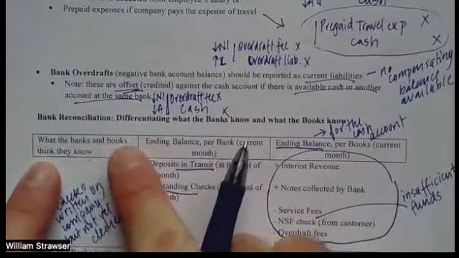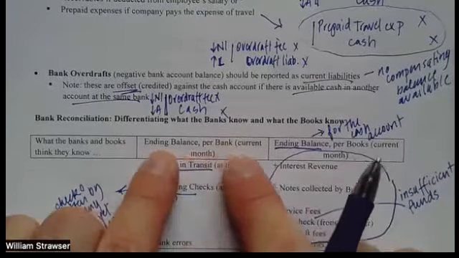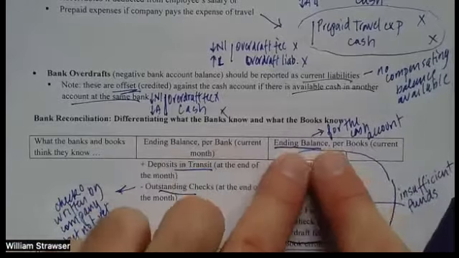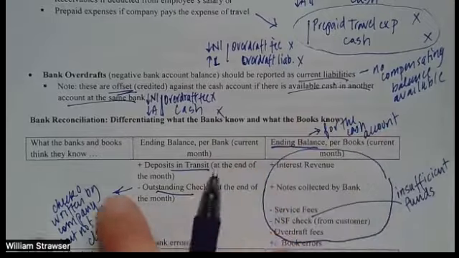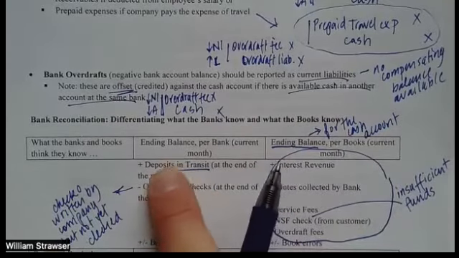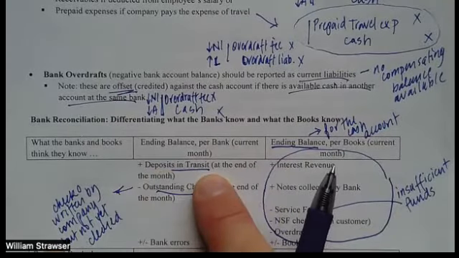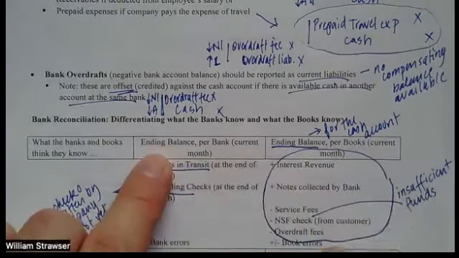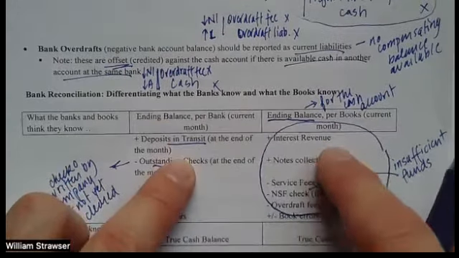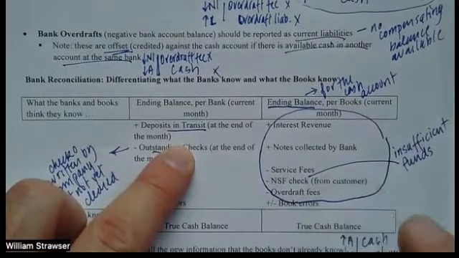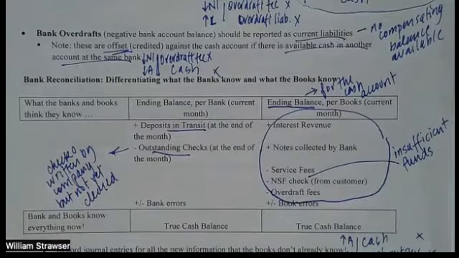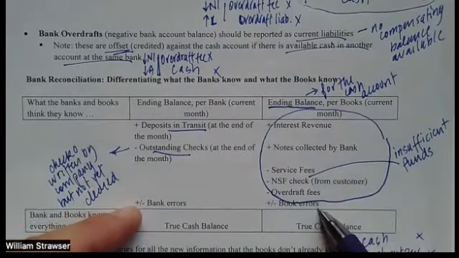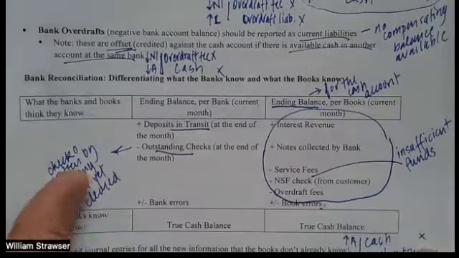That is what the banks and the books think they know. So we're here at the end of this month, all the information. The books know all of the checks they wrote, all of the checks that they received. The bank knows all the interest revenue, the notes they collected, the service fees, the NSF checks, and the overdraft fees. And neither will be cognizant of their errors until there's a reconciliation at the end of the month.